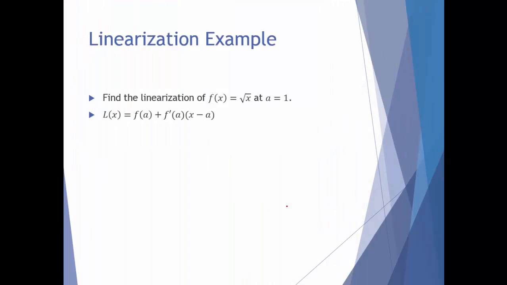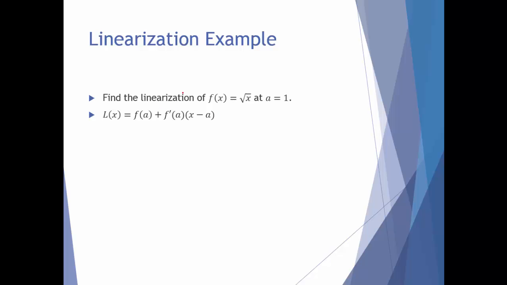So here's an example of a linearization problem. This is just the basic. Find the linearization of f of x equals the square root of x at a equals 1. And here's that L of x again. L of x equals, remember, f of a plus the derivative of f at a times x minus a. So our a happens to be 1. What this is going to come down to is finding the equation of the tangent line to the function f of x equals the square root of x at a equals 1.